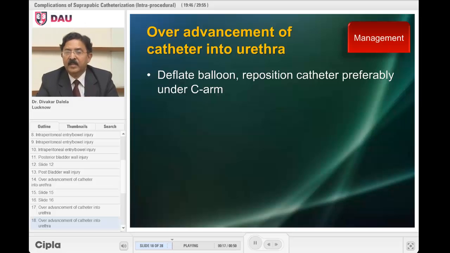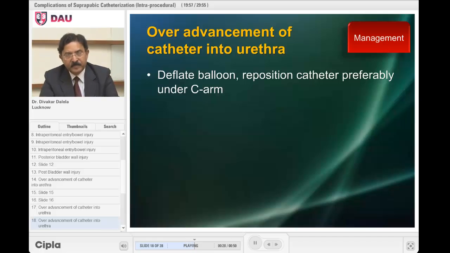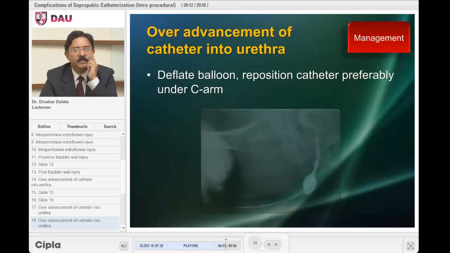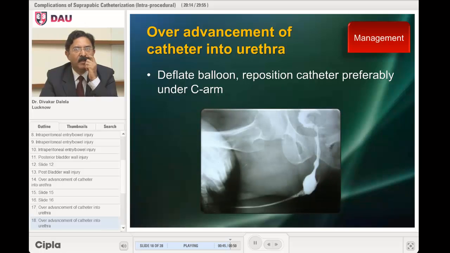Now this is easy, but then your dilemma would be, how do you know that you have come into the bladder and you are not going to withdraw it completely out of the suprapubic tract? So this procedure should better be done under C-arm image intensifier. Inject contrast from the catheter, see where the tip is, withdraw slowly, inject contrast, withdraw the catheter, inject contrast. The moment you come in the bladder lumen, inflate the balloon. And that's how you withdraw the balloon back into the bladder in this patient.